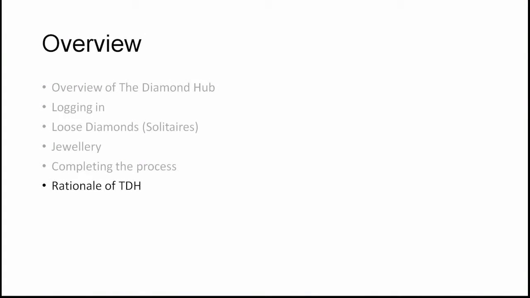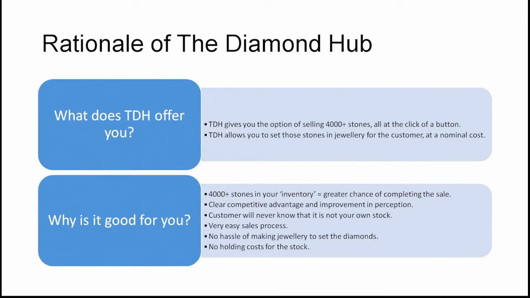Now that we've explained the website to you in detail, let us quickly inform you of the benefits of the Diamond Hub. The Diamond Hub gives you the option of selling 4,000 plus stones all at the click of a button, and the option of setting the same in jewelry at a nominal cost. This has clear benefits. First, the 4,000 plus stones in your inventory will give you a much greater chance of completing the sale. This will be a clear competitive advantage and an improvement in your perception in the minds of customers. Customers will hear that you carry an extensive stock that meets all needs.